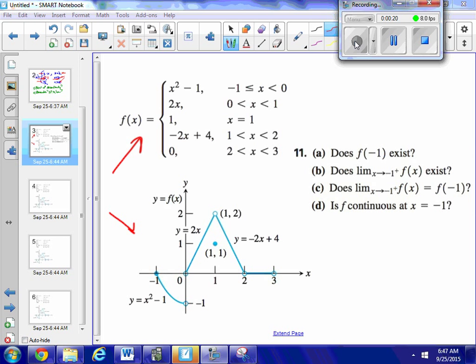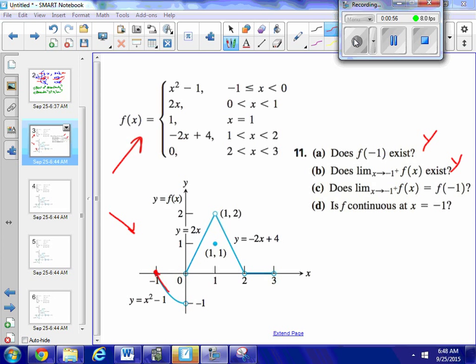So, well, let's look at x equals minus 1. And yeah, I'd say it's right there. Sure, that exists. Next question is, does the limit as x approaches negative 1 from the positive side exist? So I'm coming towards x equals minus 1 from the positive side. Does the limit exist? Yes, certainly it exists. It's that point right there. It's 0.